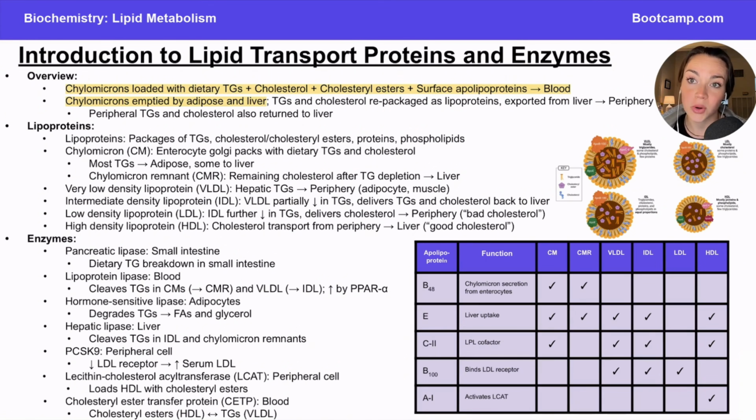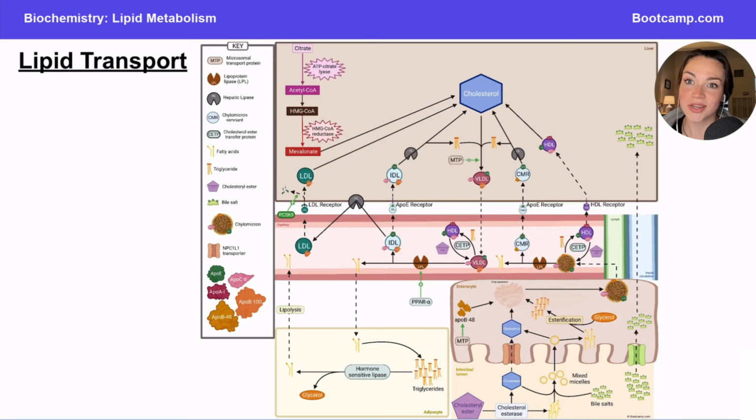Different lipoproteins. And those new moving boxes, those new lipoproteins are going to be exported from the liver out to the periphery, to the cells that are requiring these lipids. There will also be exchange happening from these peripheral cells where they can send their lipids actually back to the liver. So take a look at this diagram.